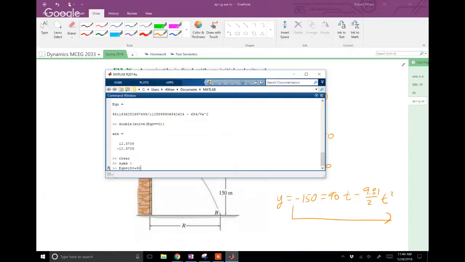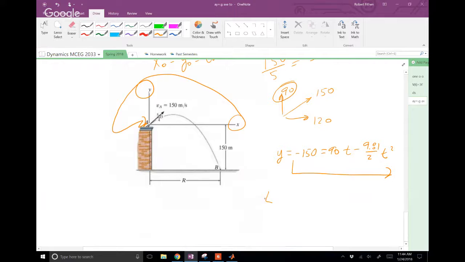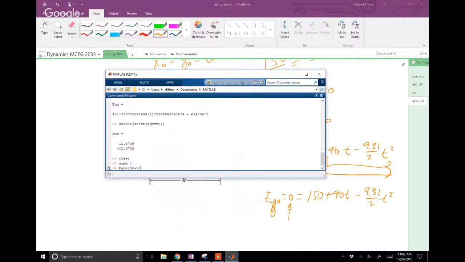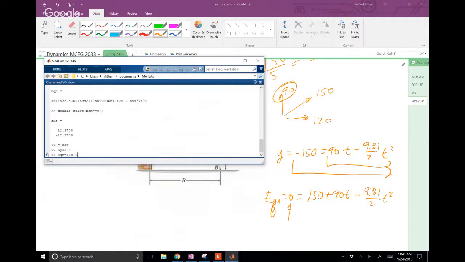150. Well, it's 150 because it wasn't negative 150, but now I'm putting it all on one side of the equation. So what I'm setting up is the equation that's supposed to be q equal to 0, but it's equal to 150 plus 90t minus 9.81 over 2 t squared. So what I'm doing is I'm wanting this to be 0. Now I could write this equation and say that equals minus 150. If that makes better sense, I could do that. Let's try that.